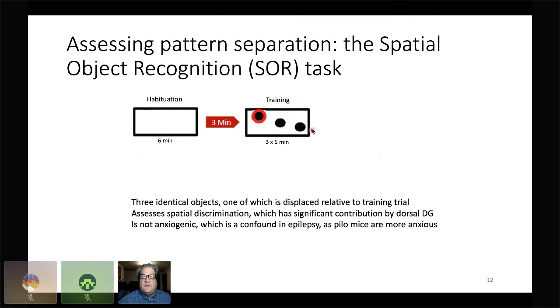And animals become very familiar with this task by being exposed to this box with the objects several times in a training motif. And then 24 hours later, they're asked to recall which of the objects moved. So they have to recall where it used to be. And then you look at how the mouse attends to the moved object relative to the stationary objects.